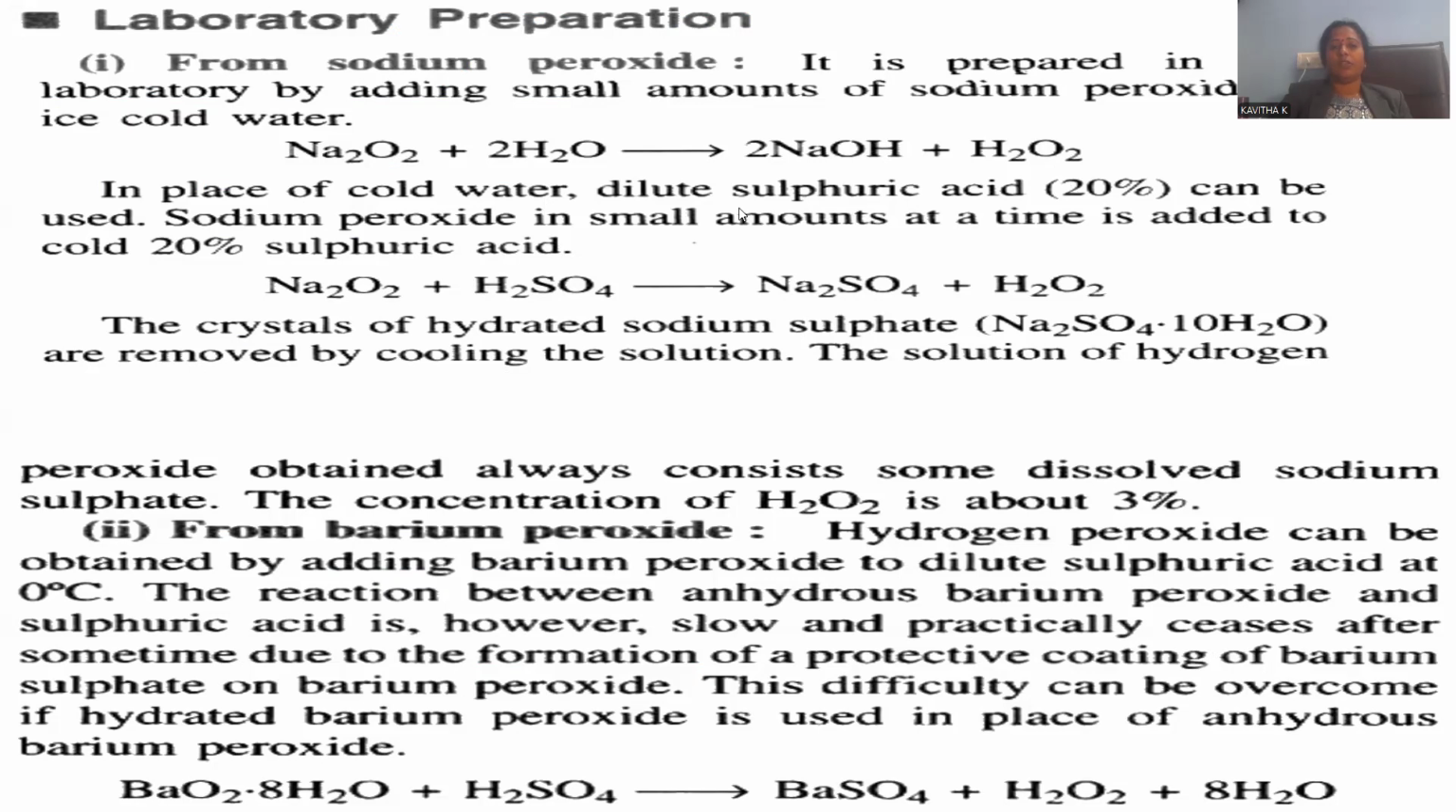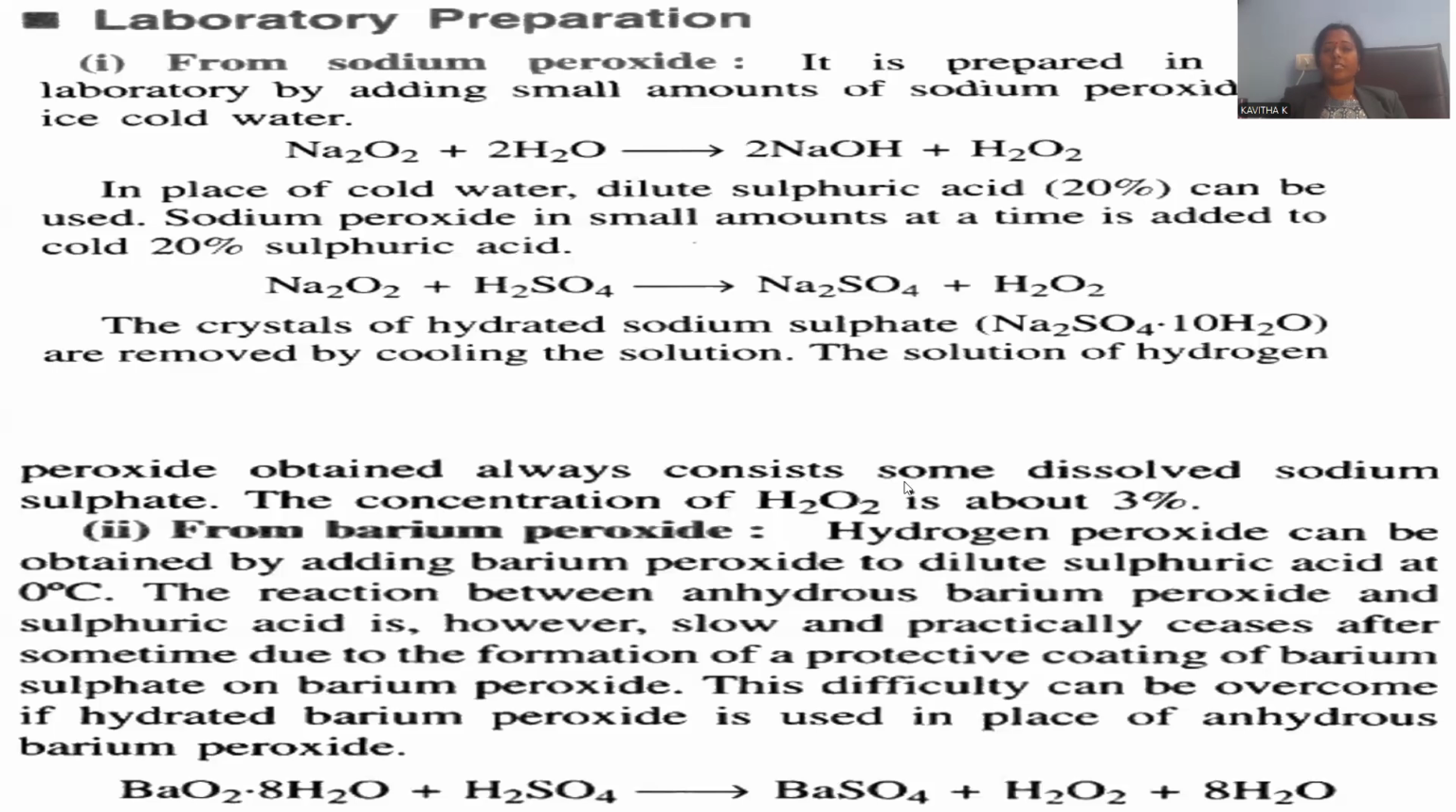In place of cold water, you may take dilute sulfuric acid. Sodium peroxide in a small amount can be taken. We may replace water with sulfuric acid as well. That's the reason why there is a slight difference in the product formation. Instead of sodium hydroxide, there is a formation of a salt called sodium sulfate, and whatever ultimate product we are expecting, that is also generated, called hydrogen peroxide. This is the way sodium peroxide may be treated either with water or else sulfuric acid. In both processes, there is a provision for the origination of hydrogen peroxide as the final product.